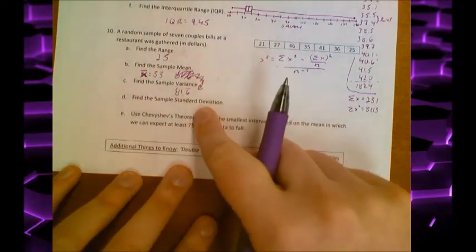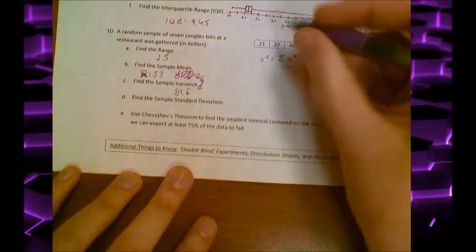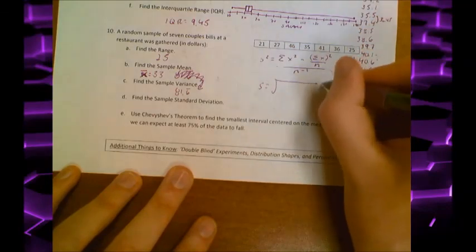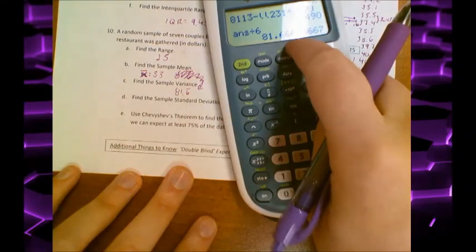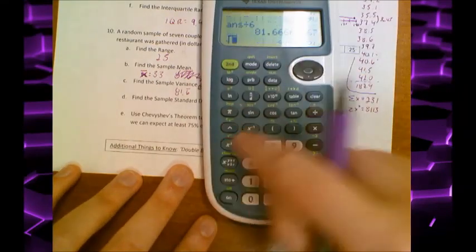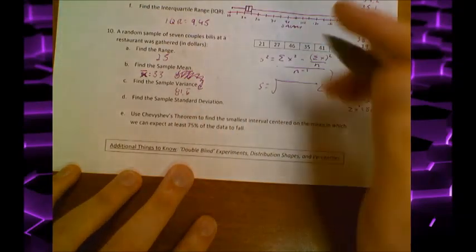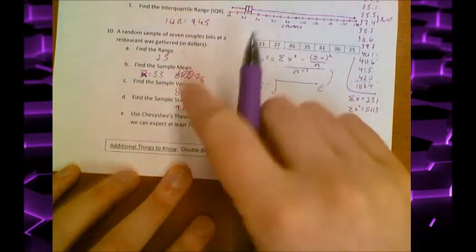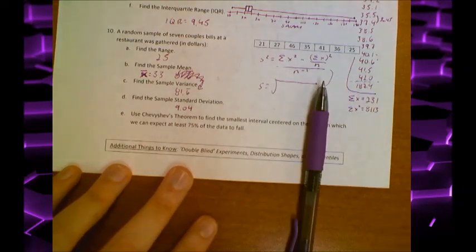So then for my standard deviation, it's really just the square root of my sample variance, right? So I already have that number, so don't do it one more time. Just take the square root of that. You get 9.04, my standard deviation.